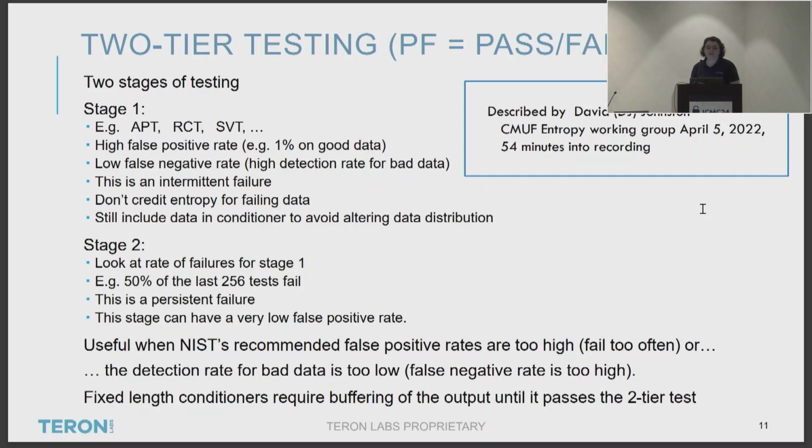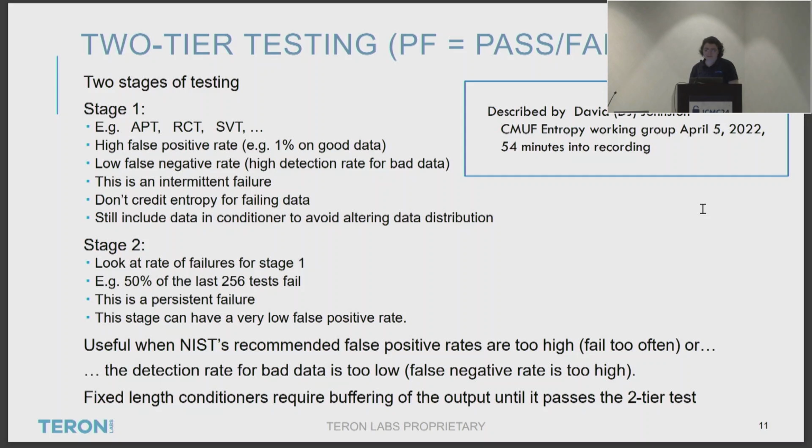The scenarios where you would find this 2-tier type of testing helpful would be when the NIST recommended false positive rates are too high for your application, that is, they fail too often, or the detection rate for bad data is too low, or another way of saying that is the false negative rate is too high.